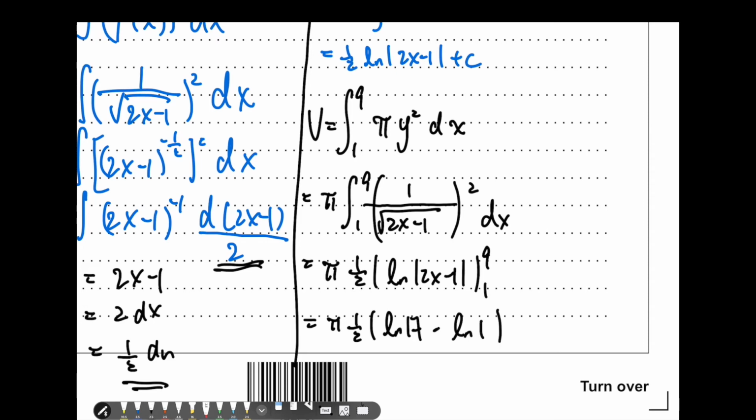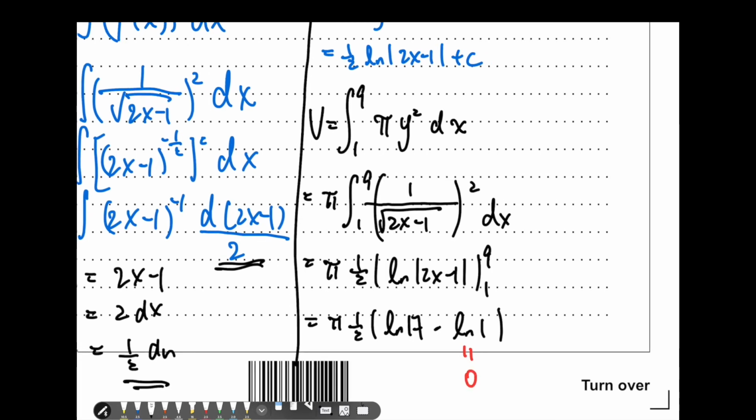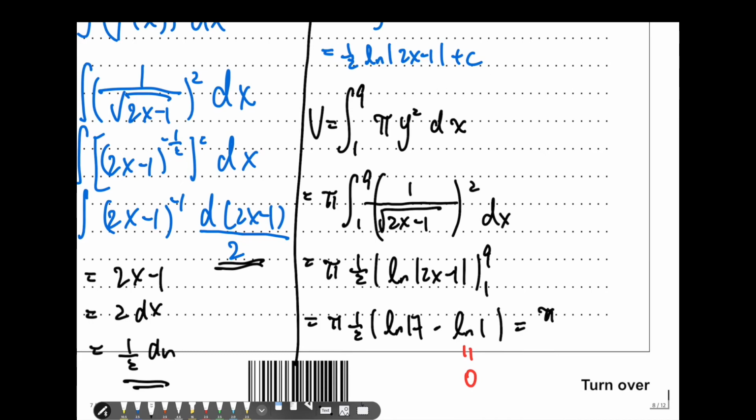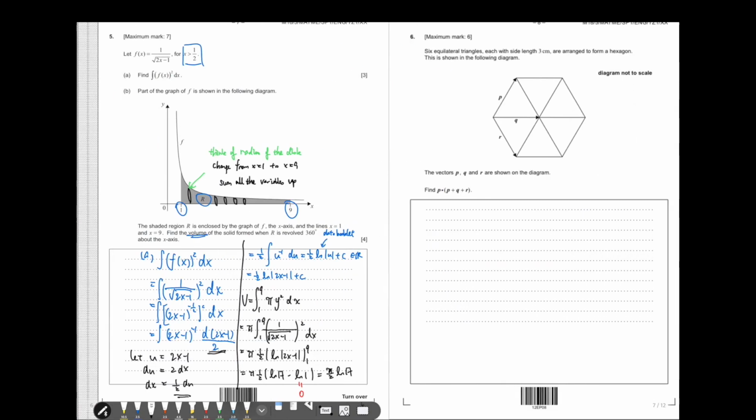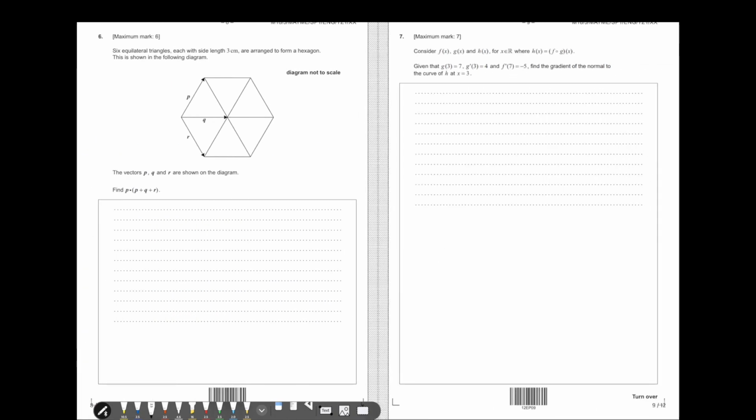And we know that ln 1 is just equal to 0. So we have pi over 2 ln 17. So that is for question 5. And then now we move on to question 6. And this question is about vectors.